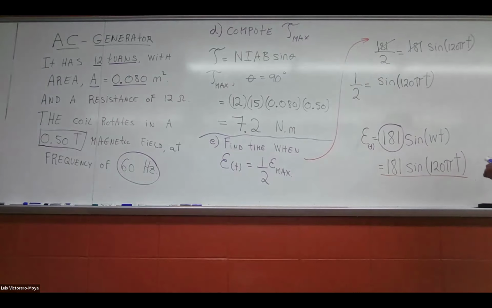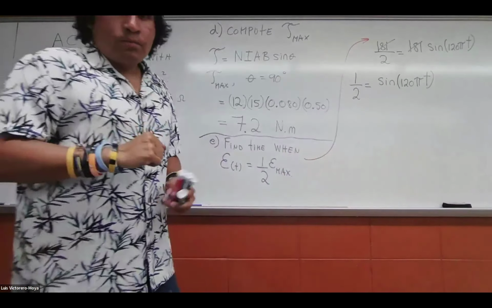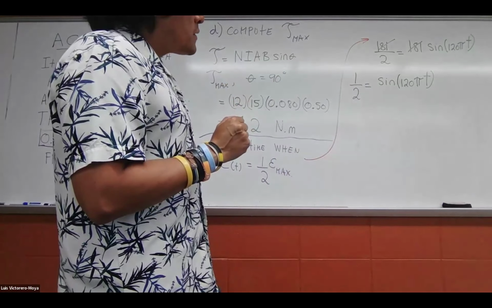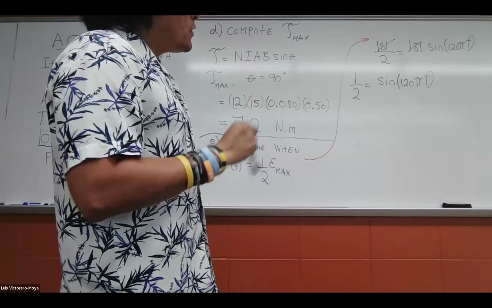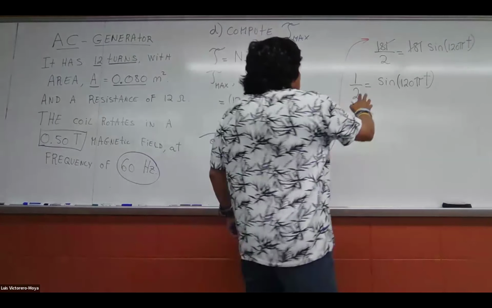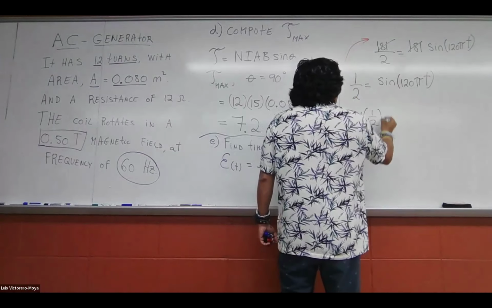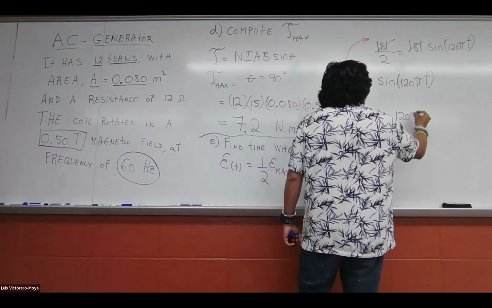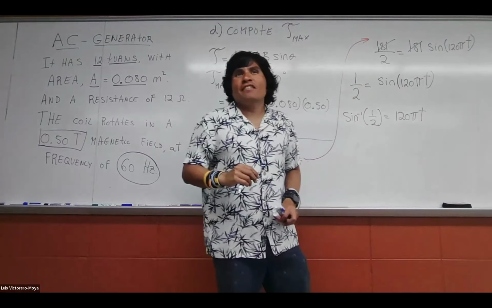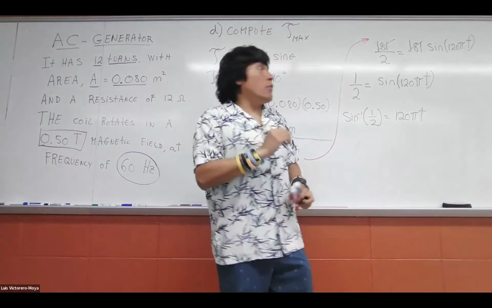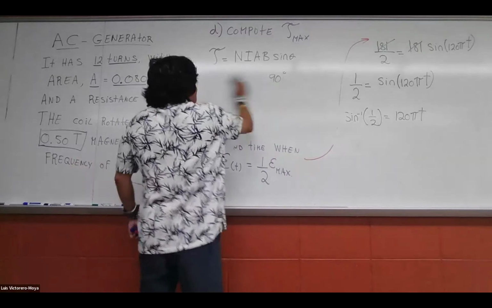So this is what you need to remember for this part. You're going to solve that trigonometric equation, keeping in mind that you have omega as 120 pi. So the angle that you're going to find is not in degrees, but in radians. So when you take the sine inverse of 1/2, which equals the sine inverse of this, the argument of sine is in radians. So this angle has to be in radians.